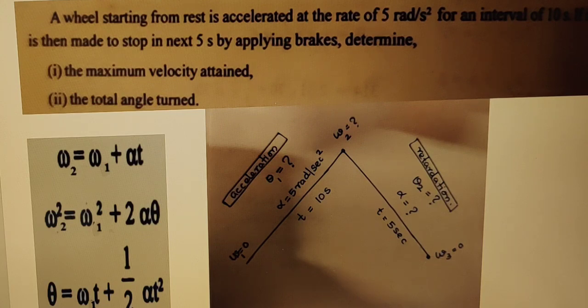Here theta, the displacement, is not given. Displacement you have to calculate, and final velocity you have to calculate. Then after reaching the velocity omega 2, it is made to stop in the next 5 seconds. So in the next 5 seconds it is decelerating. Final velocity omega 3 is equal to 0. Time is given as 5 seconds, whereas angular deceleration and angular displacement are not given. You have to calculate all these values.